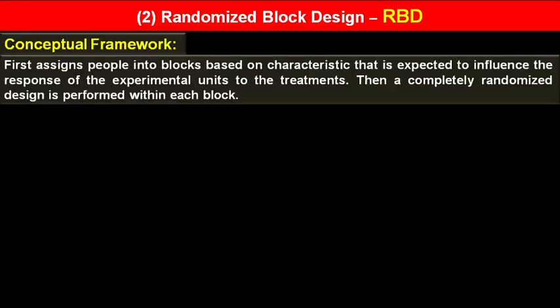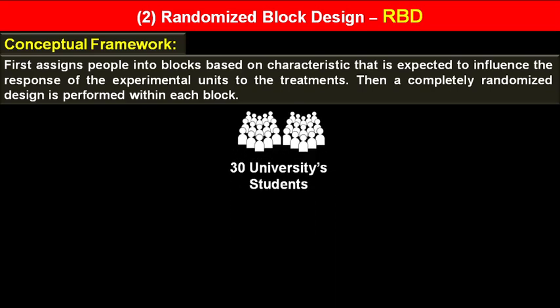Let us understand it with the help of a conceptual framework. First, assign the people into blocks based on the characteristics that is expected to influence the response of the experimental units to the treatment. Then a completely randomized design is performed within each block. As we are carrying on our previous example, we have taken an example of 30 university students.